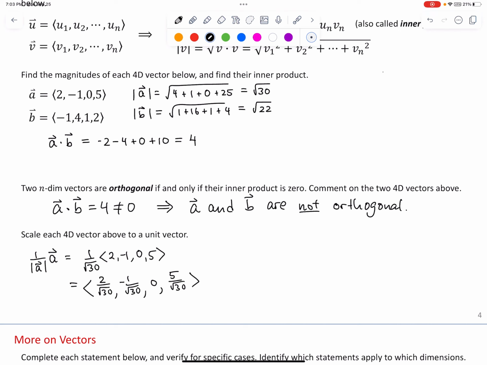We can do the same thing for the vector B. 1 over the magnitude of vector B times vector B itself, and I'll go ahead and do all this work in one step. The magnitude of vector B was radical 22, so basically divide every entry of B by radical 22, giving us negative 1 over radical 22, 4 over radical 22, 1 over radical 22, and finally 2 over radical 22. And we have a 4-dimensional vector that has a magnitude of 1, but points in the same, quote-unquote, direction as the vector B.